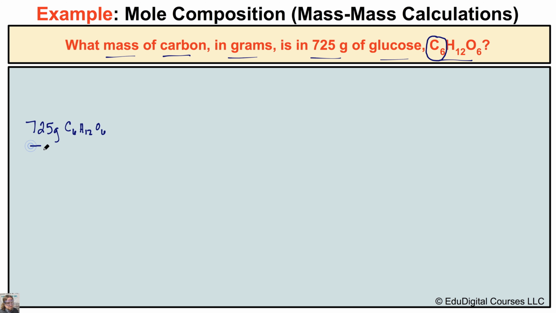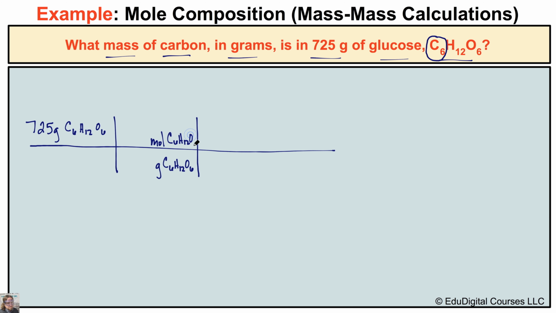Well, if we have 725 grams of glucose, the very first thing that we're going to have to do is cancel out grams of glucose. So we're going to put that at the bottom of our little equivalent statement or fraction right here, grams of glucose, or C6H12O6. And we're going to first convert to what? Well, let's first convert the grams of glucose to moles of glucose, moles of C6H12O6.